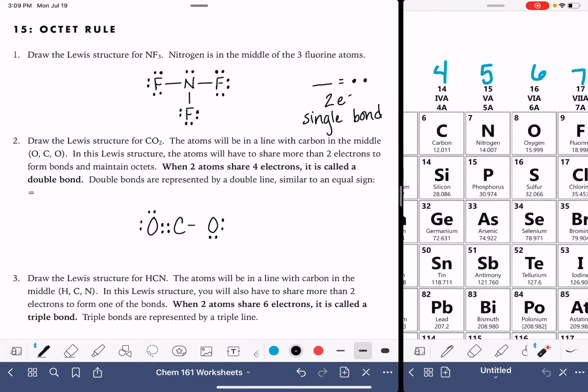We don't want to use a single line because a single line represents 2 electrons, a single bond. In this case, we actually have 4 electrons that are being shared, so we're going to use a double line. A double line tells us that we have a total of 4 electrons that are being shared between these atoms. And we refer to that as a double bond.